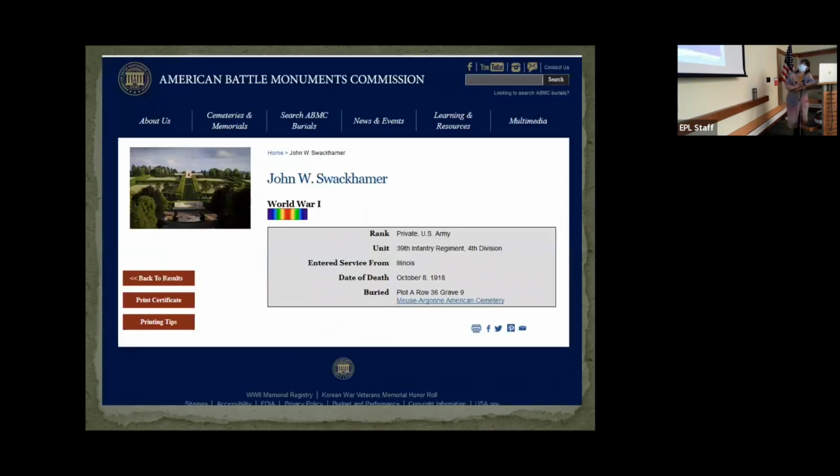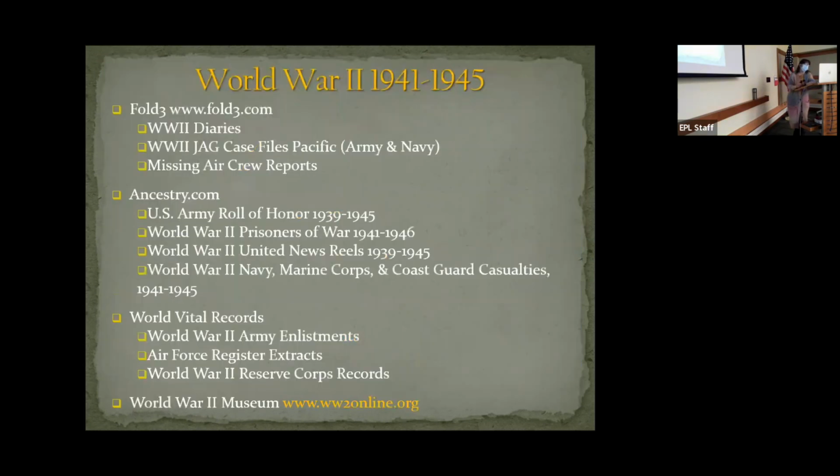Here's the American Battle Monuments record. So it's not showing you the headstone, but it's telling you where it is, and it's confirming that the soldier is interred overseas. So this one for John Swackhammer, he was killed in action during the Saint Michel battle, and he's interred overseas, and it tells me where. You can contact them and request the photo. They'll take a picture and send it to you. They're just not on their website.